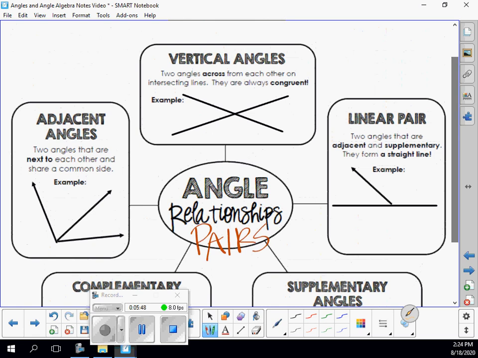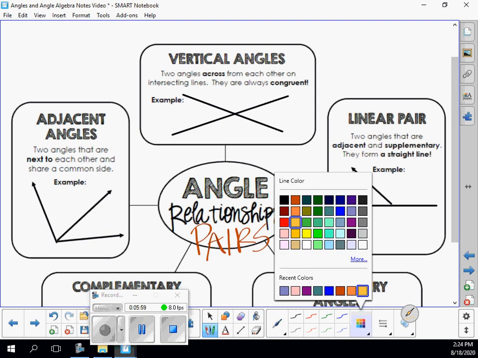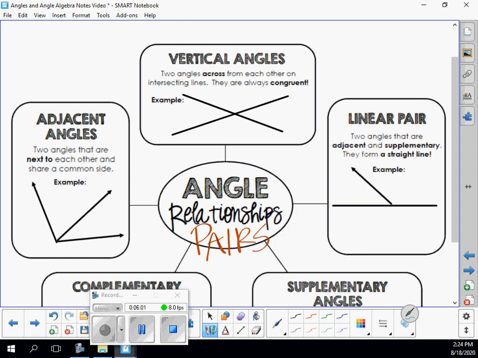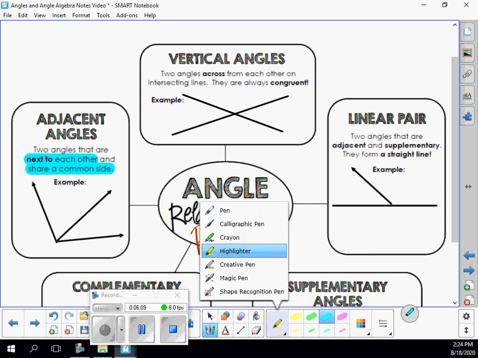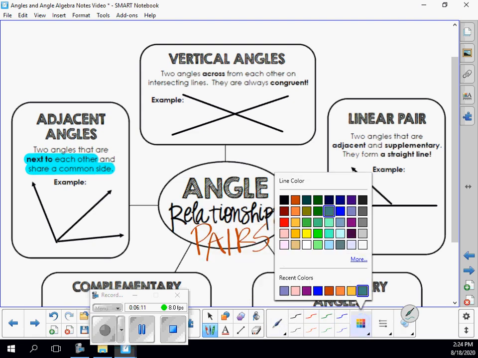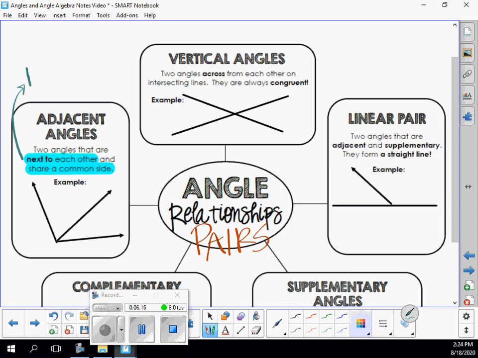Now, these three, you've probably never seen before. Let's start with adjacent. Adjacent angles are two angles that are next to each other and share a common side. So they are next to each other, share a common side. What that means to me, if I wanted to make that into modern language for you guys, is I like to think of these guys as holding hands.